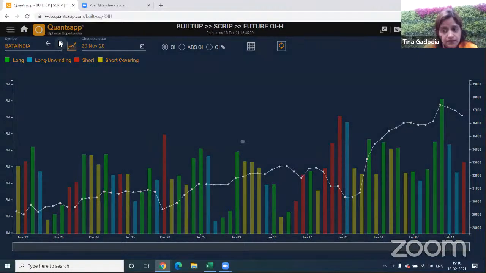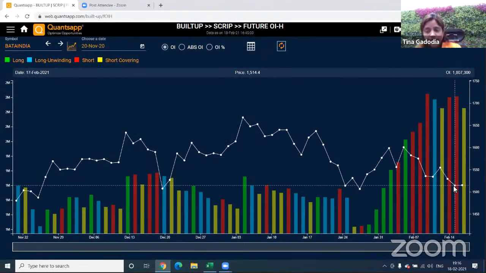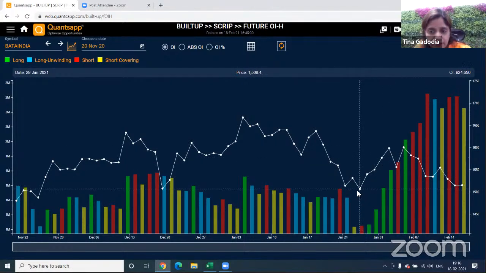Say Bata India. We were seeing that there was a short which was taking place. Now it has come to the earlier support level. So this level of say 1,500 has been a crucial support for this stock for the last 3 months. Only if it breaches this 1,500, then the panic can continue, else we can see a rebound.